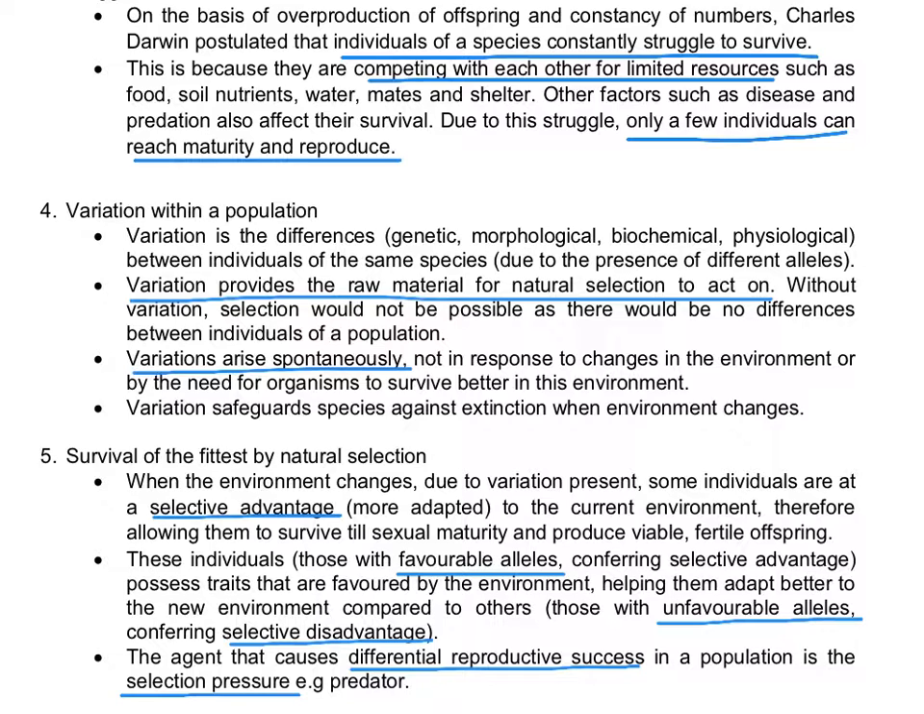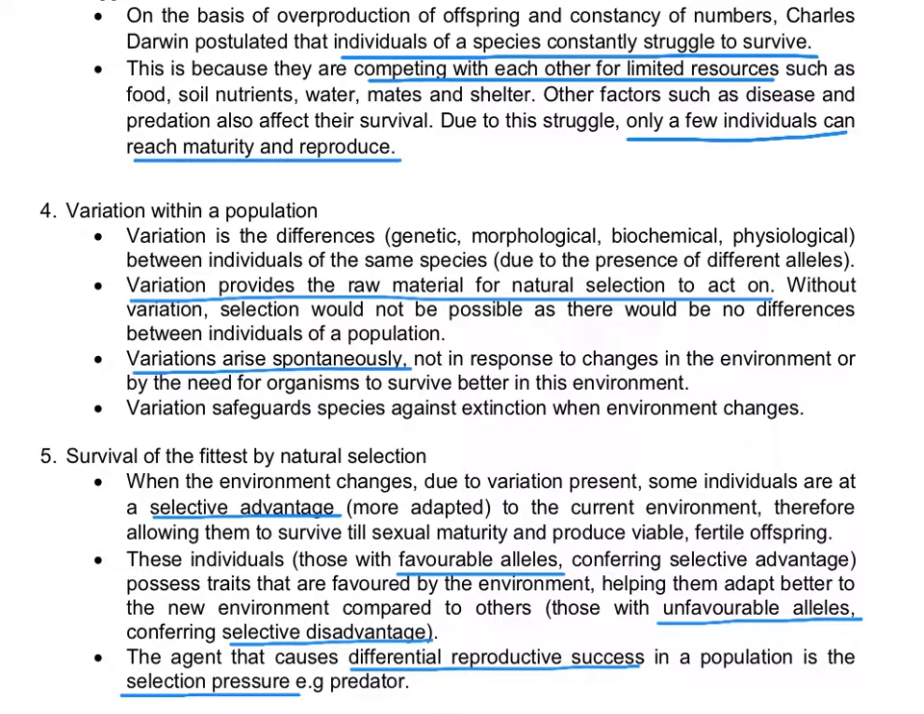And the variation can be because of these few things. Usually it's genetic, and when you have genetic variation, it gives rise to morphological variation, how the species looks, that's phenotype. It could be biochemical or physiological, so what happens within the body, the enzymatic processes or whatever.